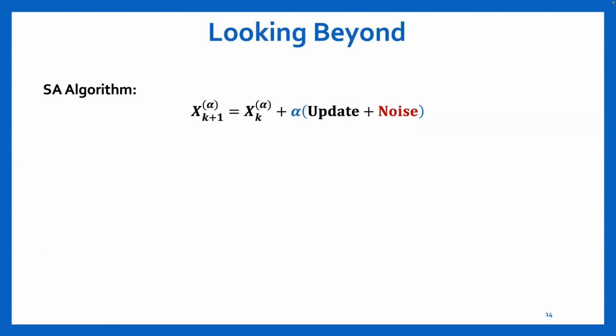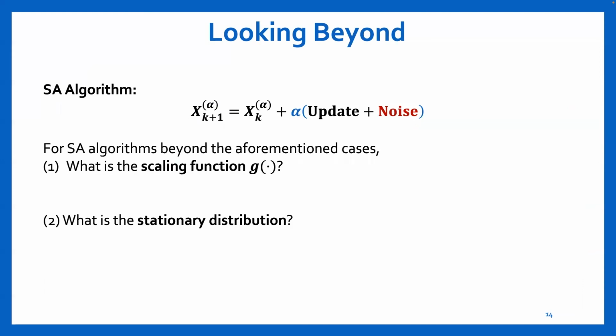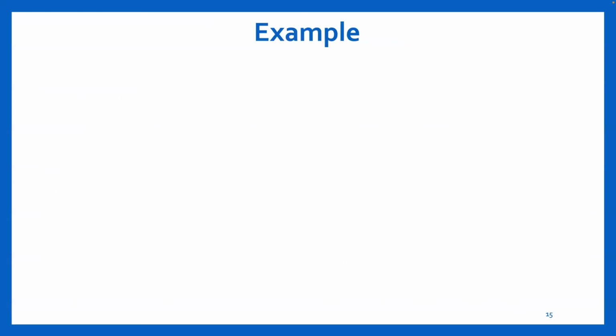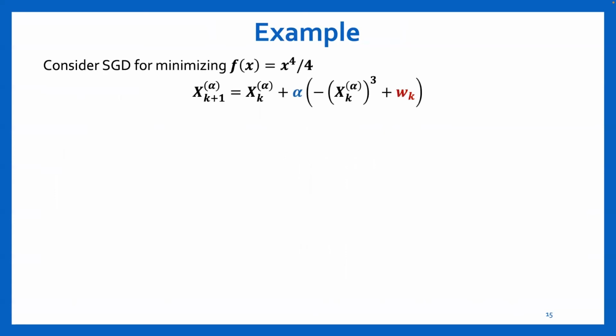Okay, looking beyond, we have shown that for SGD, linear SA, and contractive SA, the scaling function is square root of alpha and the limiting distribution is Gaussian. So the question is, is it always the case? Surprisingly, no. In general, the scaling function need not be square root of alpha and the stationary distribution need not be Gaussian. To see this, we provide a numerical simulation here. Let's consider the SGD for minimizing f(x) equal to x to the power 4 divided by 4. This is the SGD algorithm here. As we see, this objective function is neither smooth nor strongly convex.